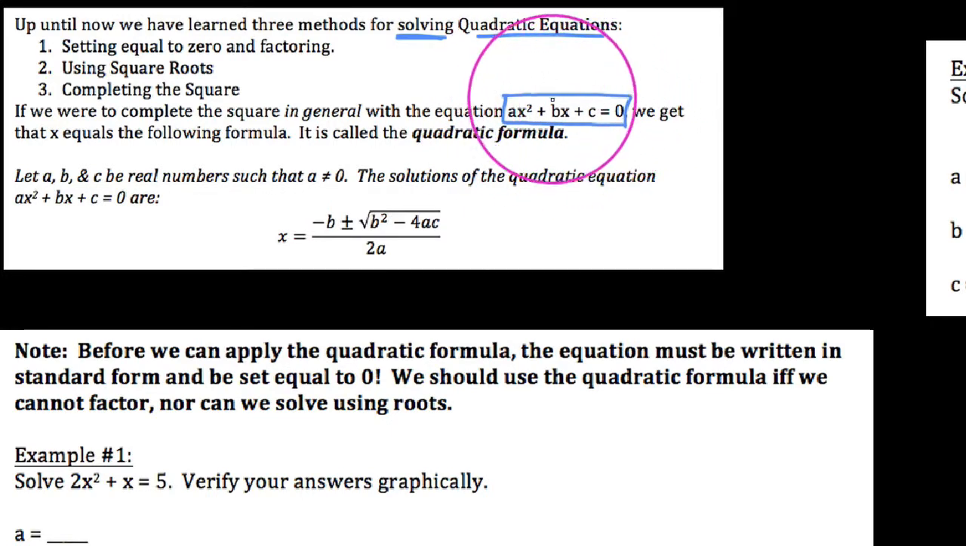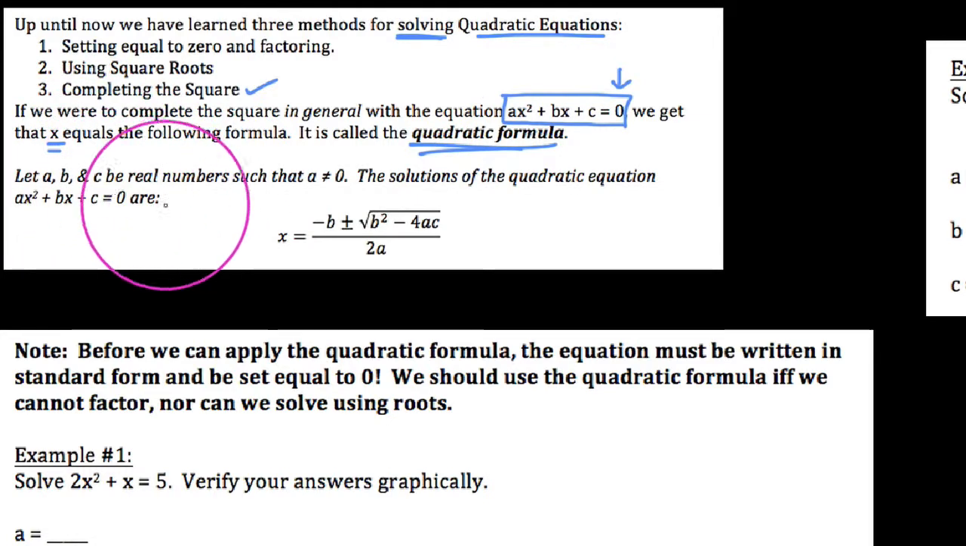When we solved these in the past, we attempted to factor them, set them equal to 0 and solve by factoring, or we used square roots. We've even completed the square. What I can say is this: if you take ax squared plus bx plus c, set it equal to 0, and complete the square on it, we find we actually get a formula that will always give us the x values that cause this to be equal to 0. We call this formula the quadratic formula. So let's say what this quadratic formula is.